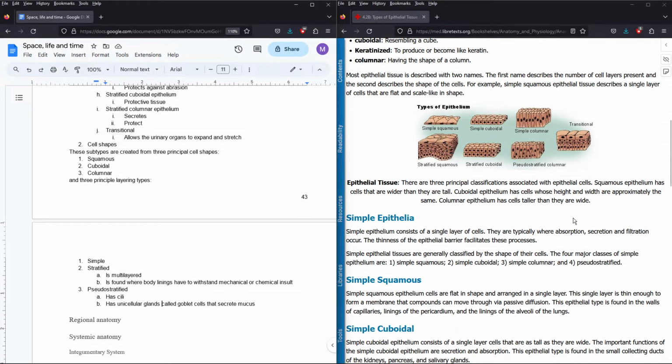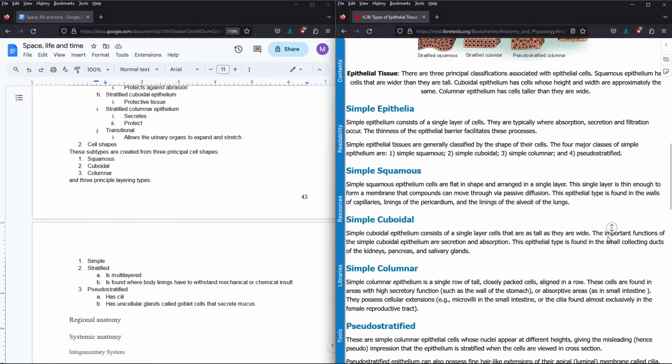Alright, simple epithelia. So epithelium consists of a single layer of cells. They are typically where absorption, secretion, and filtration occur. The thinness of the epithelial barrier facilitates these processes. Simple epithelial tissues are generally classified by the shape of their cells. The 4 major classes of simple epithelium are simple squamous, simple cuboidal, simple columnar, and pseudostratified.